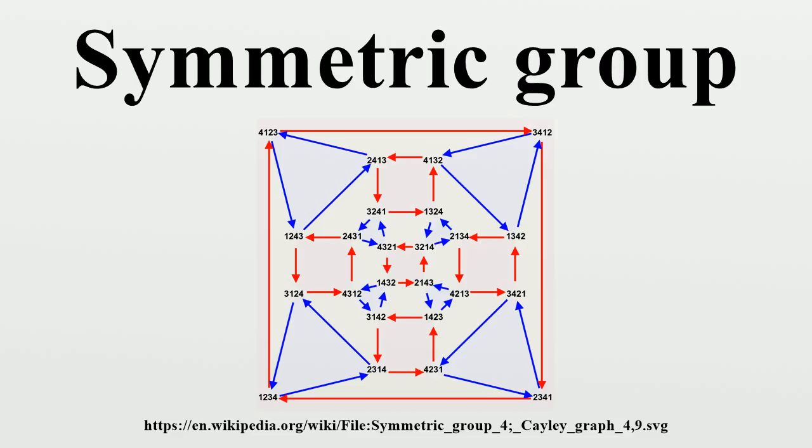Transpositions. A transposition is a permutation which exchanges two elements and keeps all others fixed. For example, this is a transposition. Every permutation can be written as a product of transpositions. For instance, the permutation G from above can be written as G equals this. Since G can be written as a product of an odd number of transpositions, it is then called an odd permutation, whereas F is an even permutation.